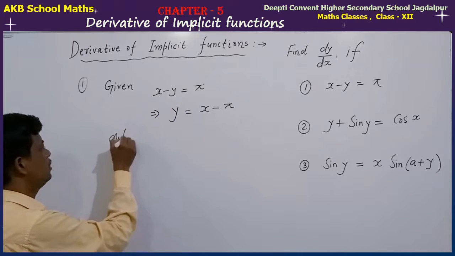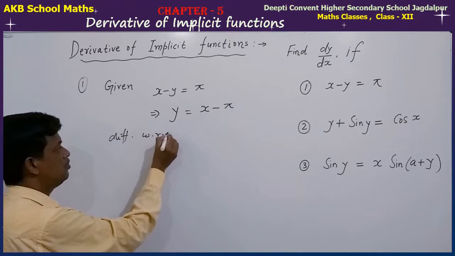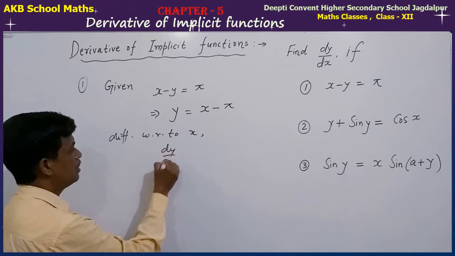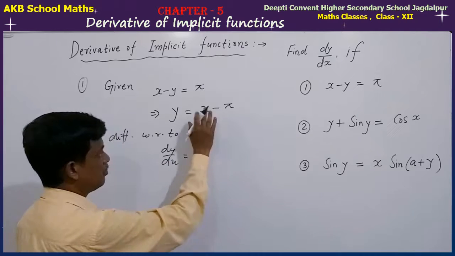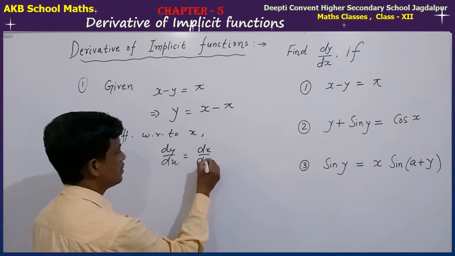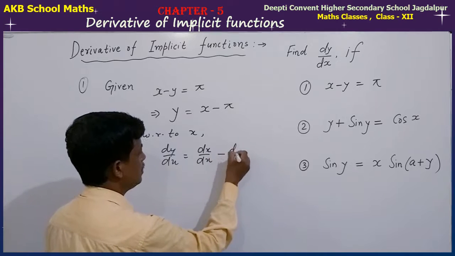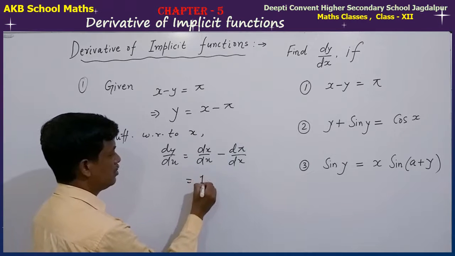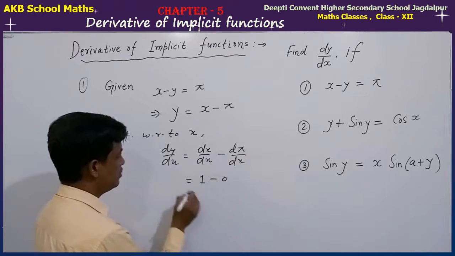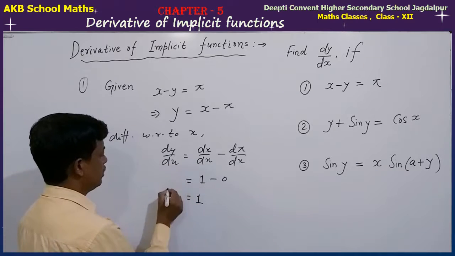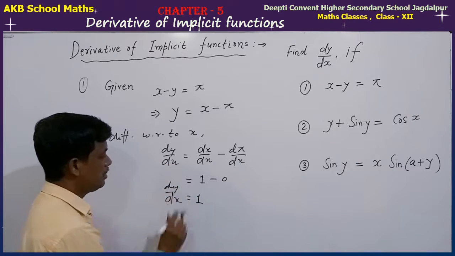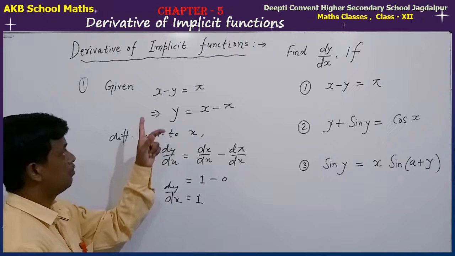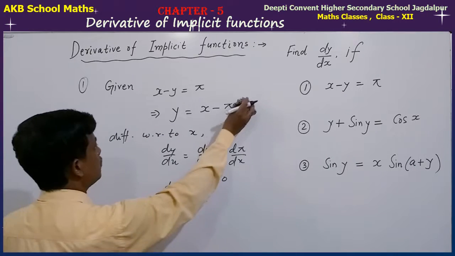So differentiate both sides with respect to x. Left side differentiates to dy upon dx. Right side differentiate part-wise: first dx by dx minus d pi by dx. This is 1, this is 0. Pi is constant, its derivative is 0. So this equals 1. So the derivative dy upon dx equals 1. You can also find the derivative of this function by differentiating both sides directly.